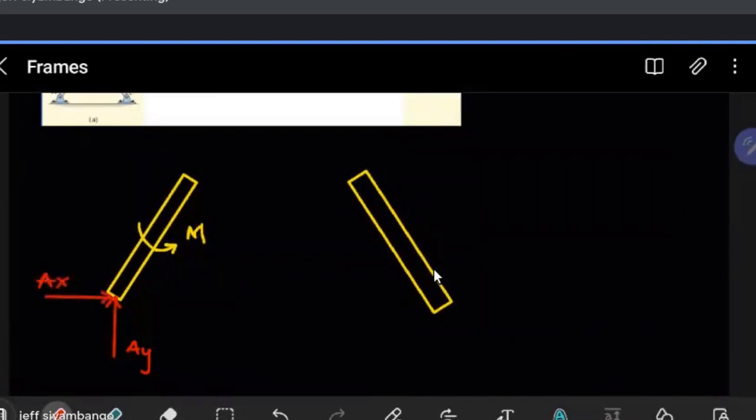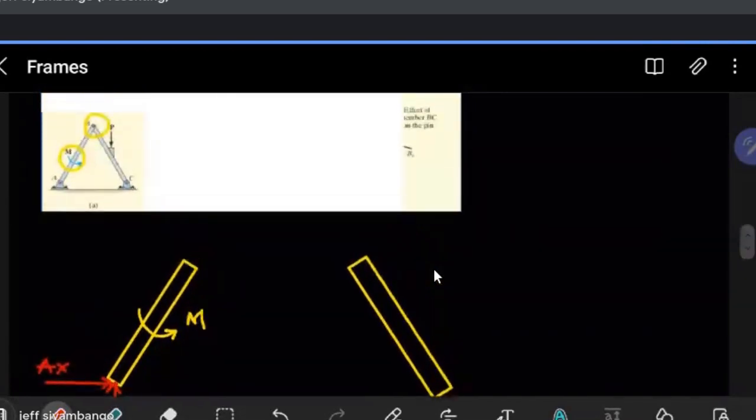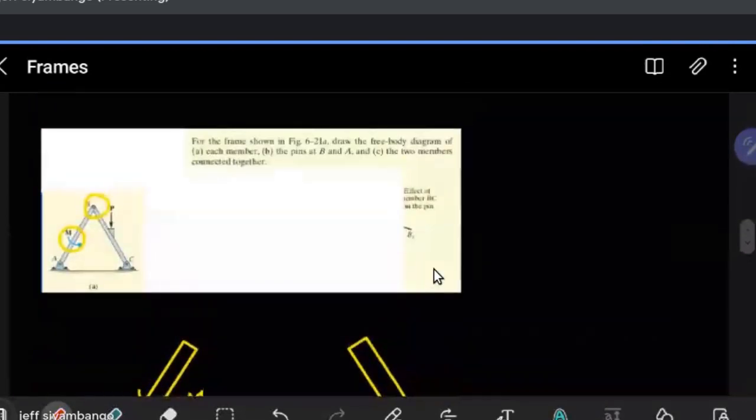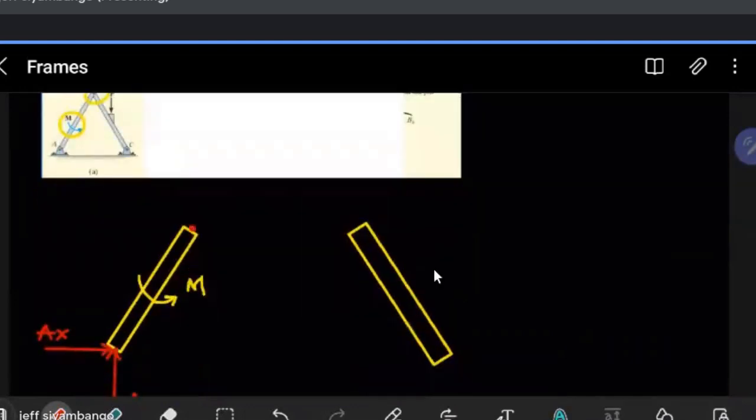Then next up, at point B. At point B again, we are seeing another pin. So because of that, we are also going to put reactions there. And being a pin, we'll put two reactions. So we'll assume them like this.